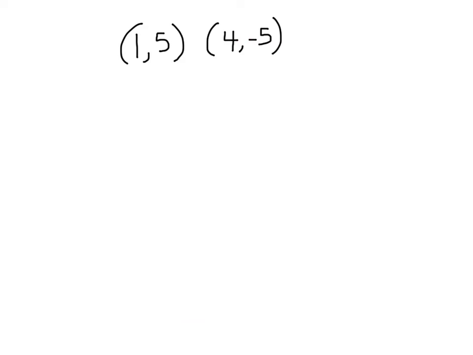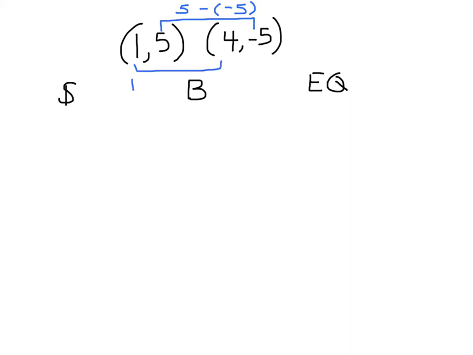All right, let's go ahead and do this one. Remember, we want to find the slope, the b, and then the equation. So I'm going to do the Plug method. So 5 minus the -5 and 1 subtract 4. So that gives me 5 minus the -5 over 1 minus 4.